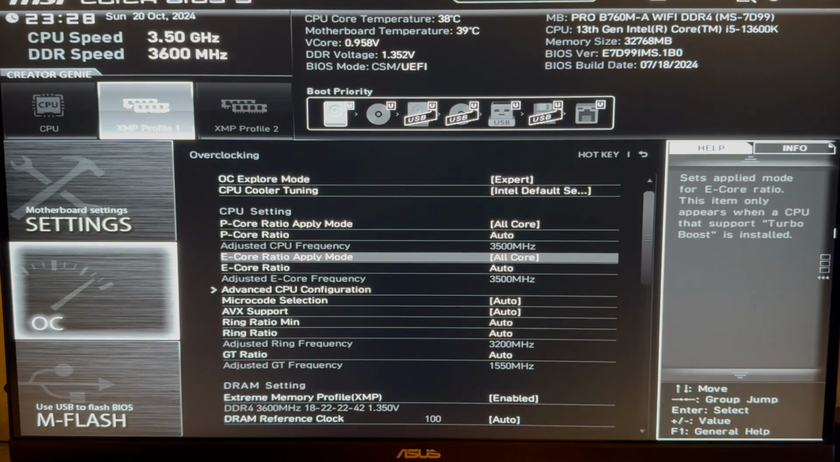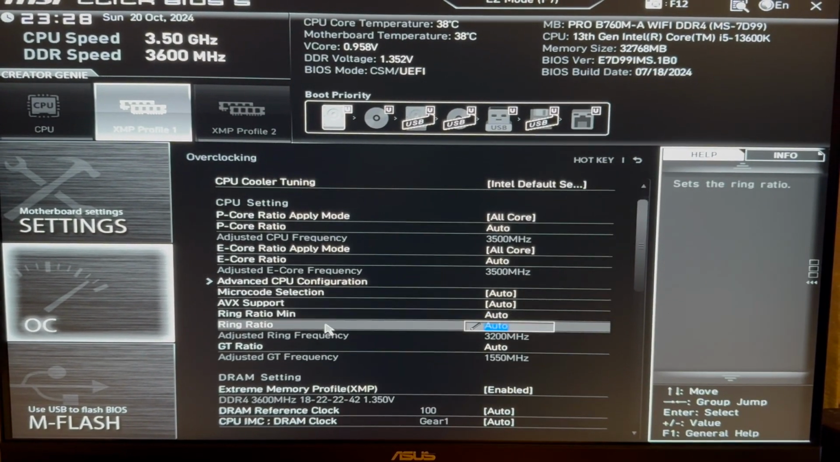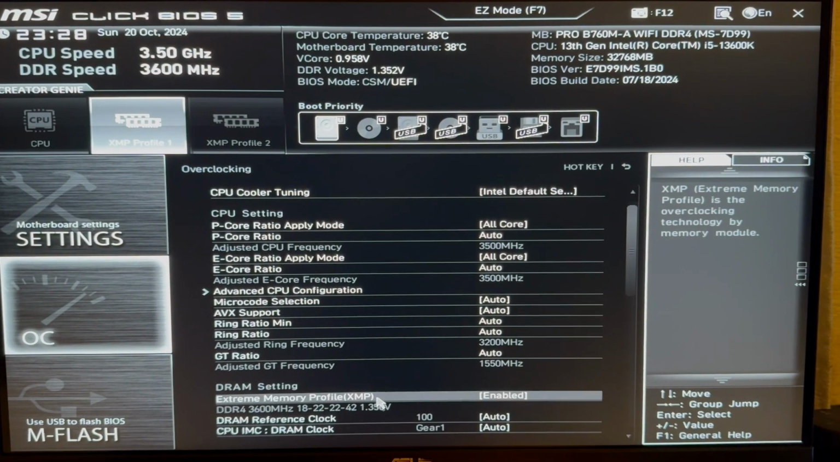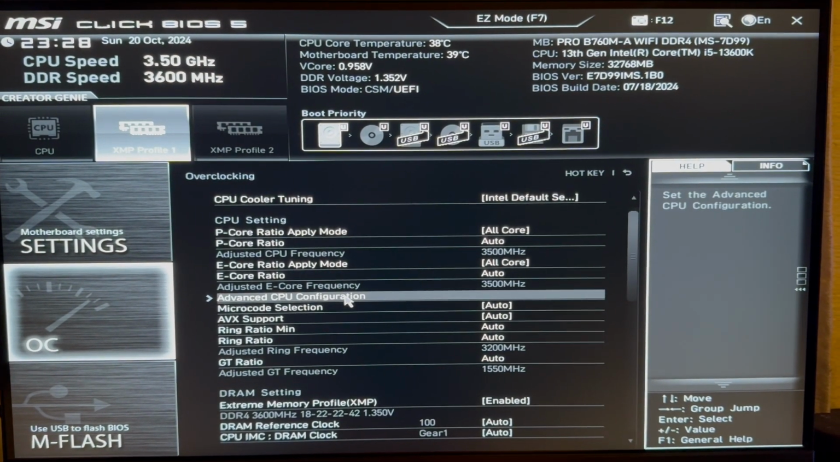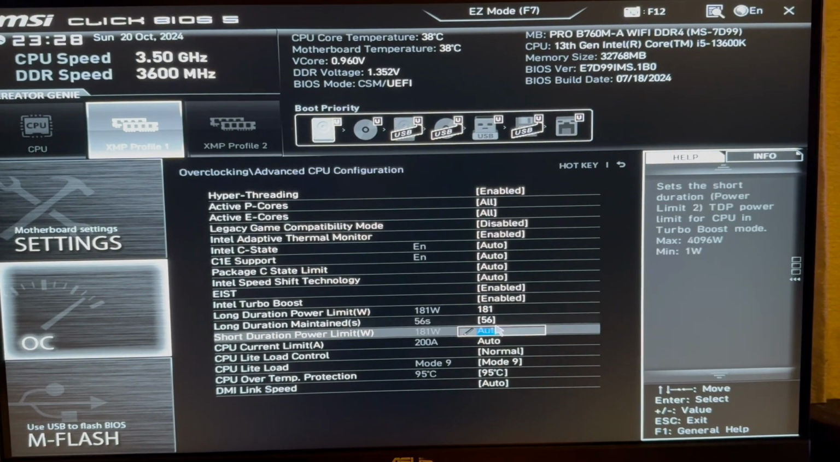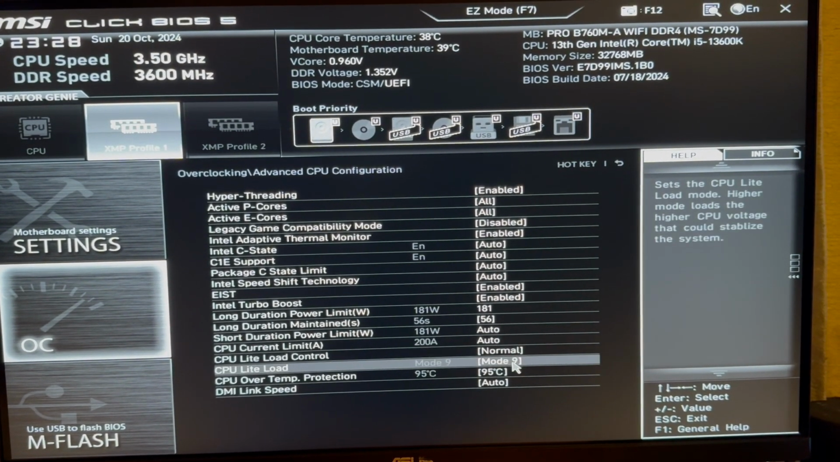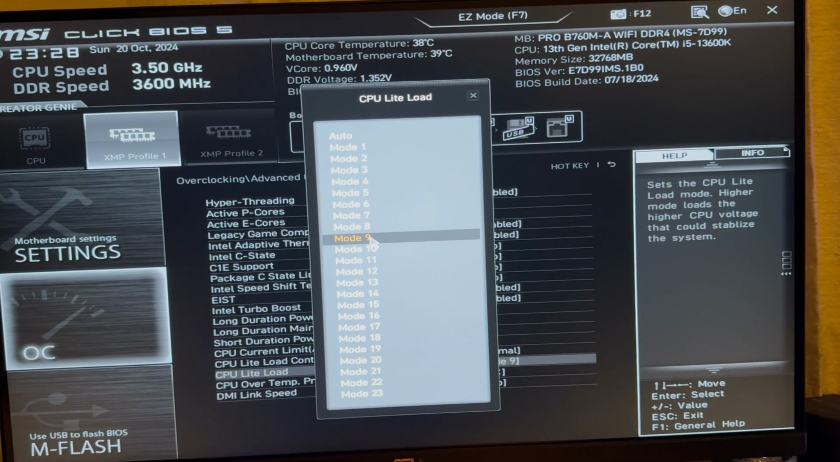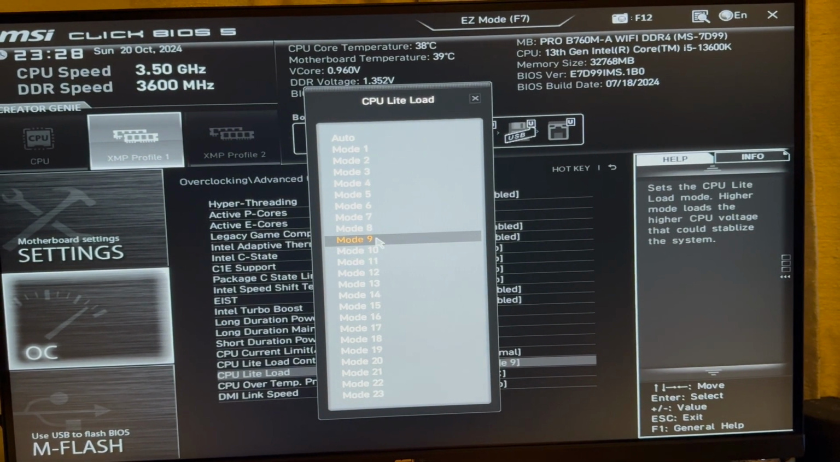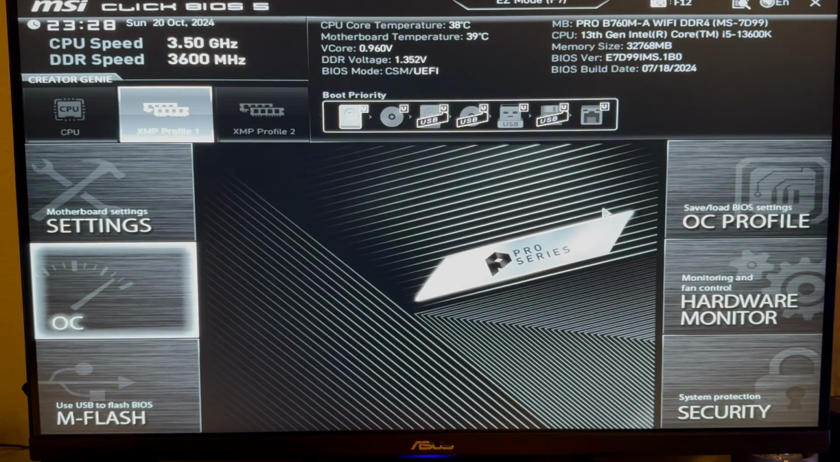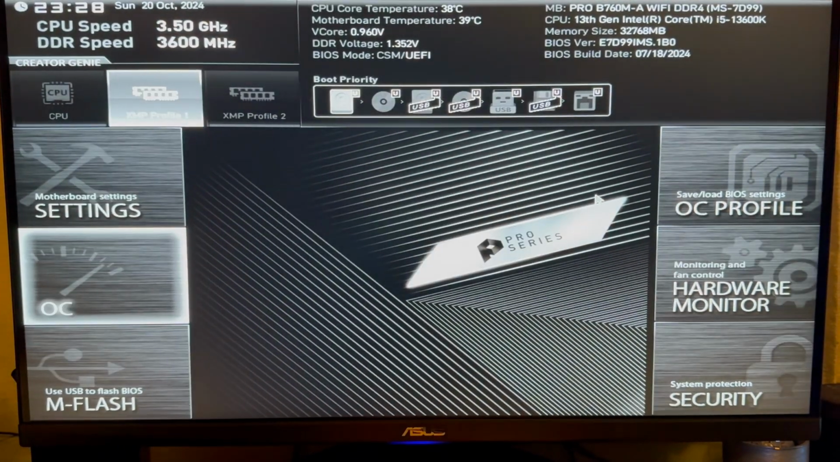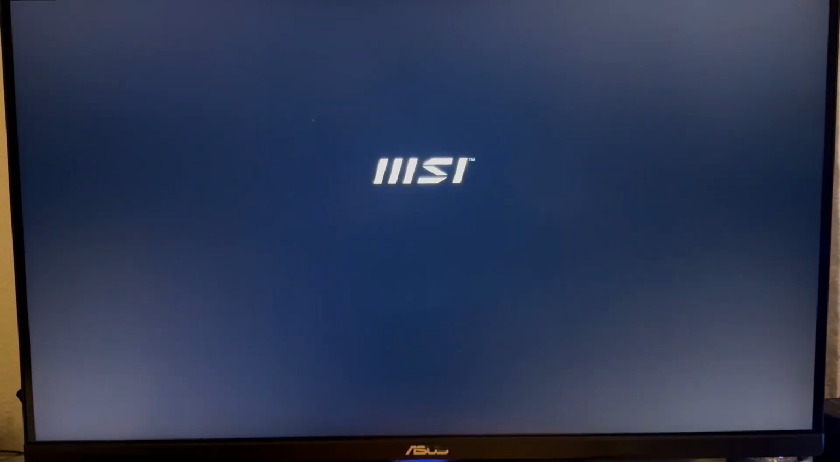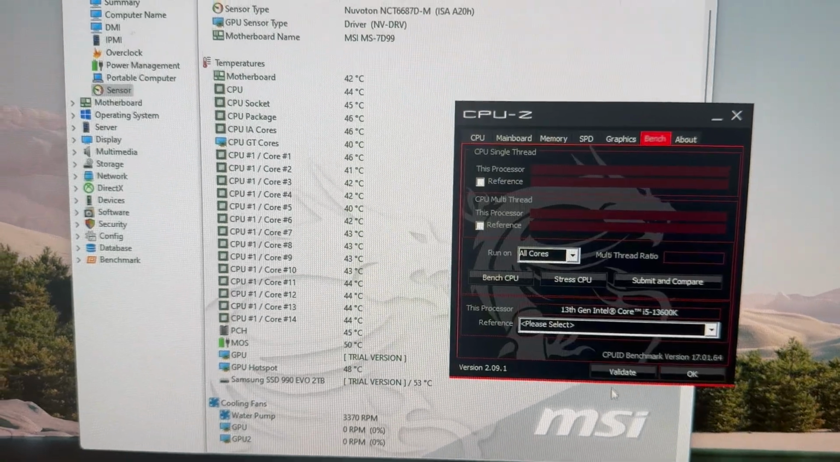All right, first place I went is the BIOS. We're going to try to undervolt. I don't know officially how to do it, but the easiest way I found is to go into the CPU light load, and it was on mode 16, and I changed it to mode 9. So after these changes, let's run the test again and see where we sit as far as temperature. Hopefully this fixes it.